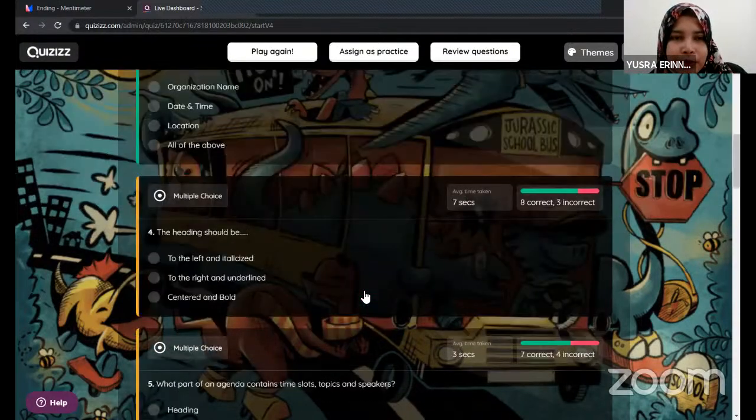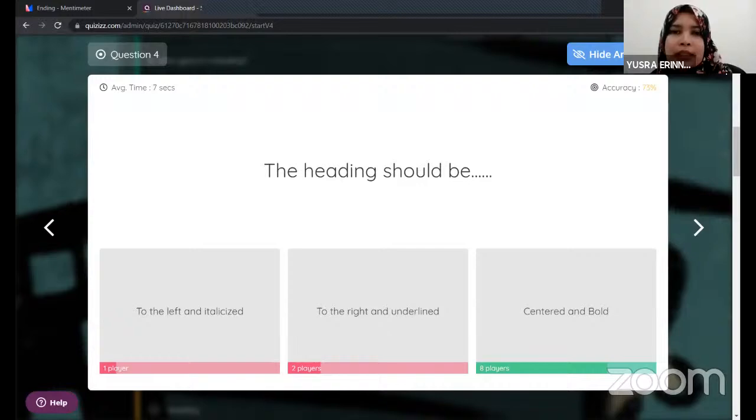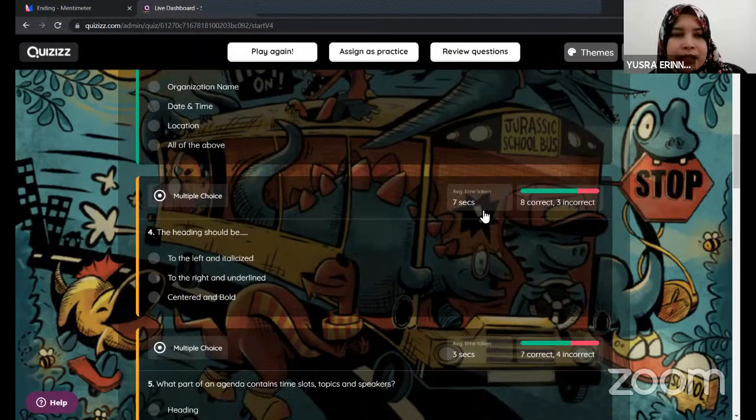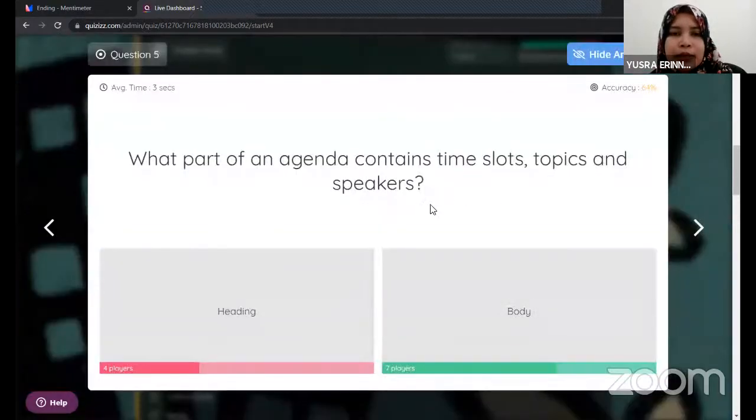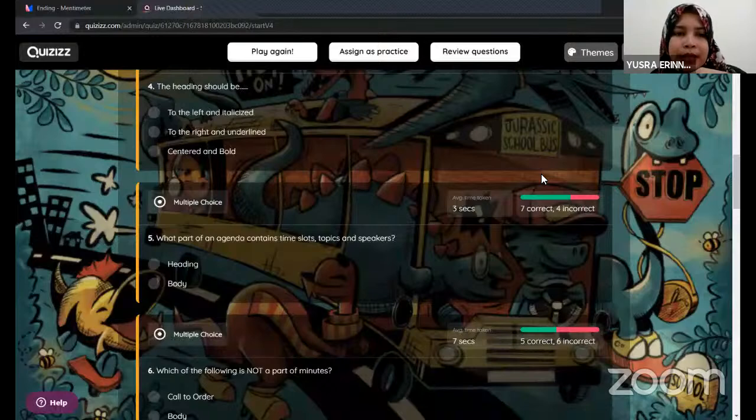Okay, alright. Number 4. Okay, the heading should be centered and bold. Okay, heading kan centered and bold tadi. Alright. Then the next one, what part of an agenda contains time slot, topics, and also speakers? Okay, of course it's the body. Okay, the heading tu hanya ada time, venue, organizer, venue, time. Okay, so kalau time slot, topics, and speakers, it should be in the body of your meeting minutes.